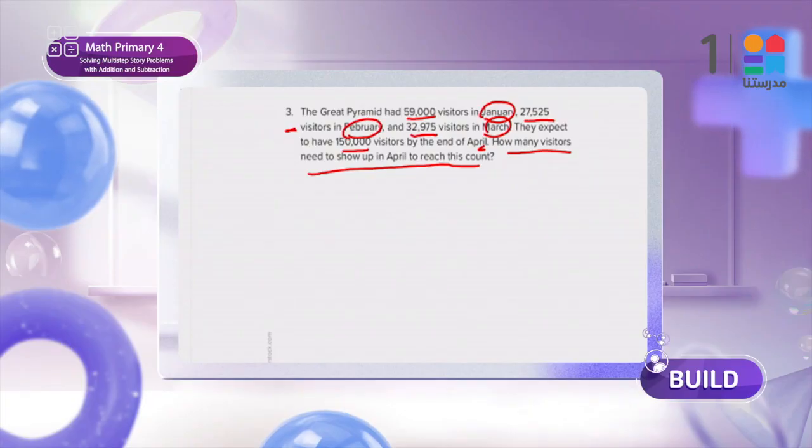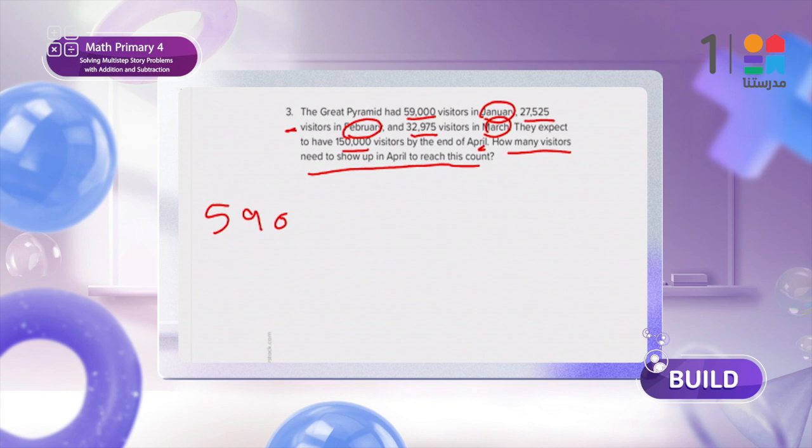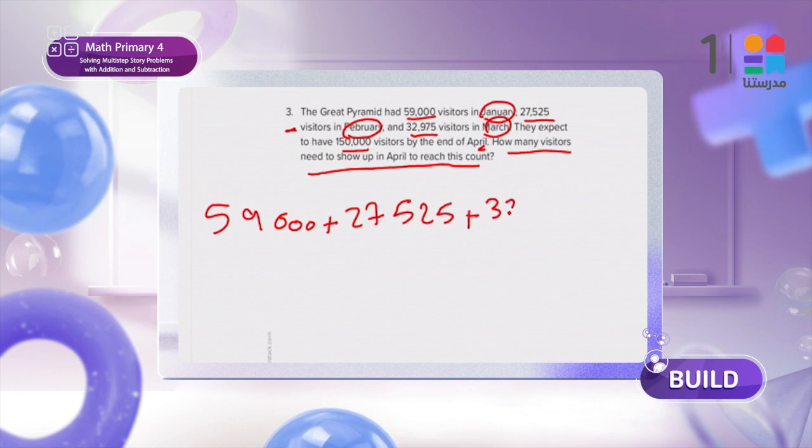What will I do? Yes, now we will calculate the sum to use in solving the problem. We will use addition to identify the number of visitors in the 3 months that I mentioned, January, February and March. I will do addition. What will I do? 59,000 plus 27,525 plus 32,975. Who can tell me the answer?